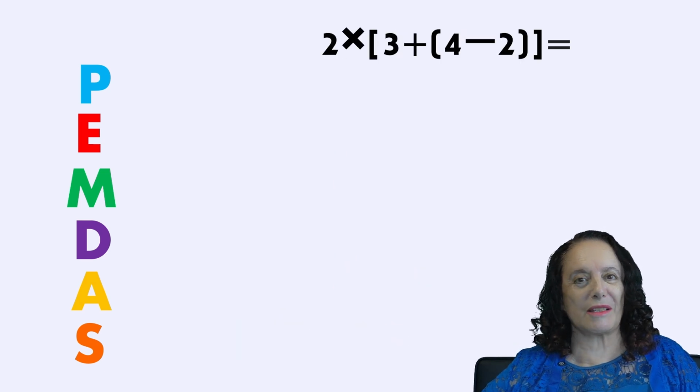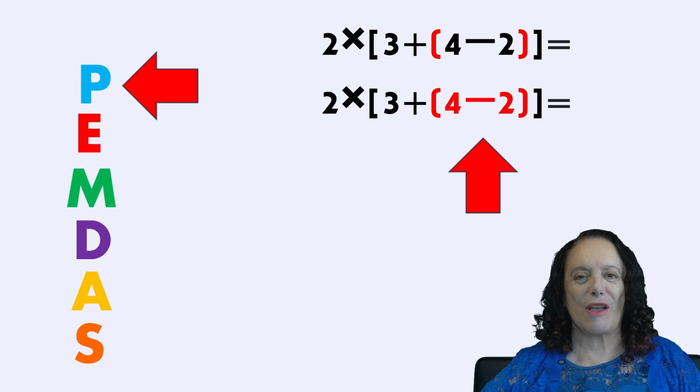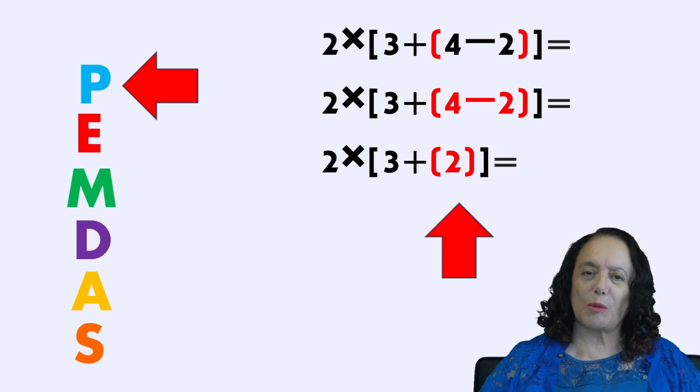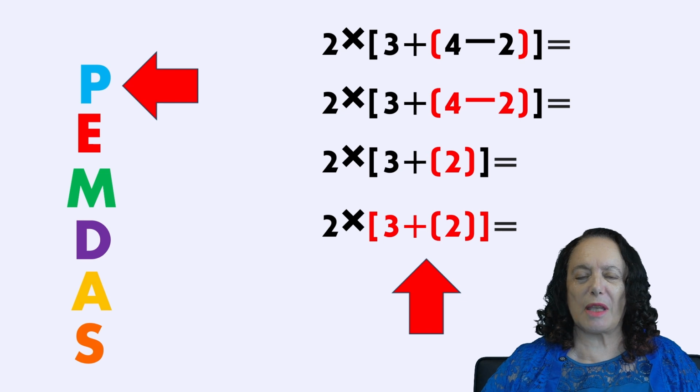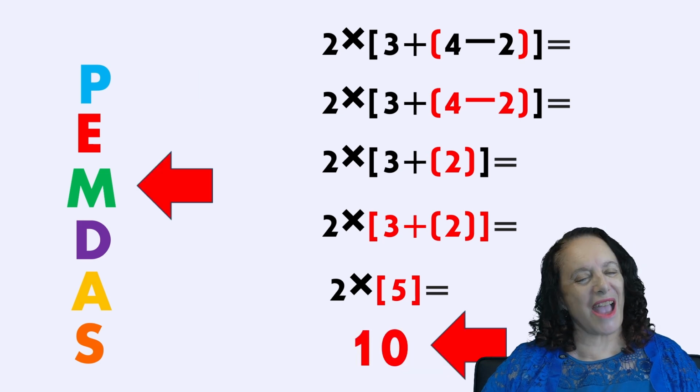Now we have one that's a little more difficult. What are we going to work first? Let's work on what's inside the parentheses. 4 minus 2 is 2. Now let's work what's in the brackets. 3 plus 2 equals 5. And our last step, 2 times 5 equals 10.